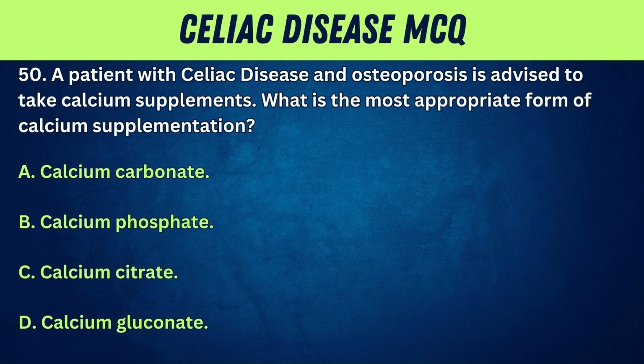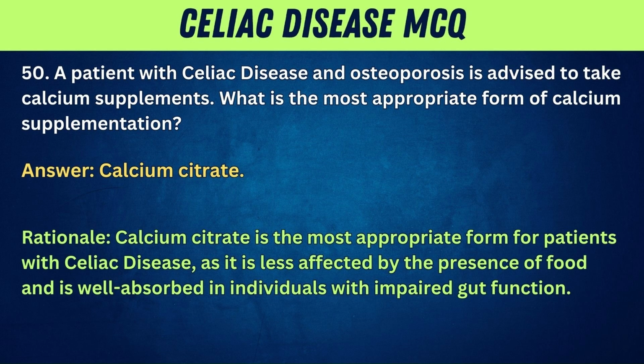50. A patient with celiac disease and osteoporosis is advised to take calcium supplements. What is the most appropriate form of calcium supplementation? A. Calcium carbonate. B. Calcium phosphate. C. Calcium citrate. D. Calcium gluconate. Answer: calcium citrate. Rationale: calcium citrate is the most appropriate form for patients with celiac disease, as it is less affected by the presence of food and is well absorbed in individuals with impaired gut function.